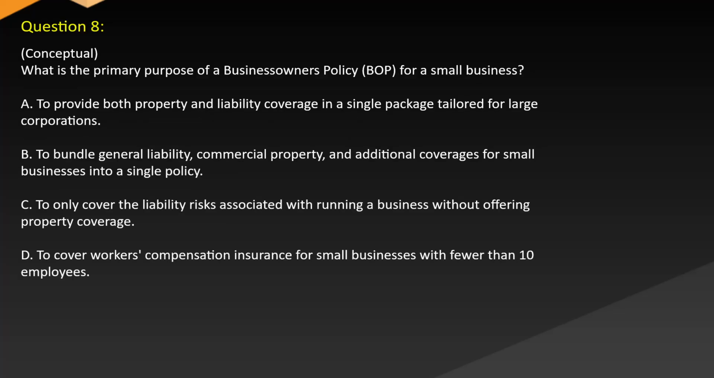Conceptual. What is the primary purpose of a business owner's policy (BOP) for a small business? A. To provide both property and liability coverage in a single package tailored for large corporations. B. To bundle general liability, commercial property, and additional coverages for small businesses into a single policy. C. To only cover the liability risks associated with running a business without offering property coverage. D. To cover workers' compensation insurance for small businesses with fewer than 10 employees.